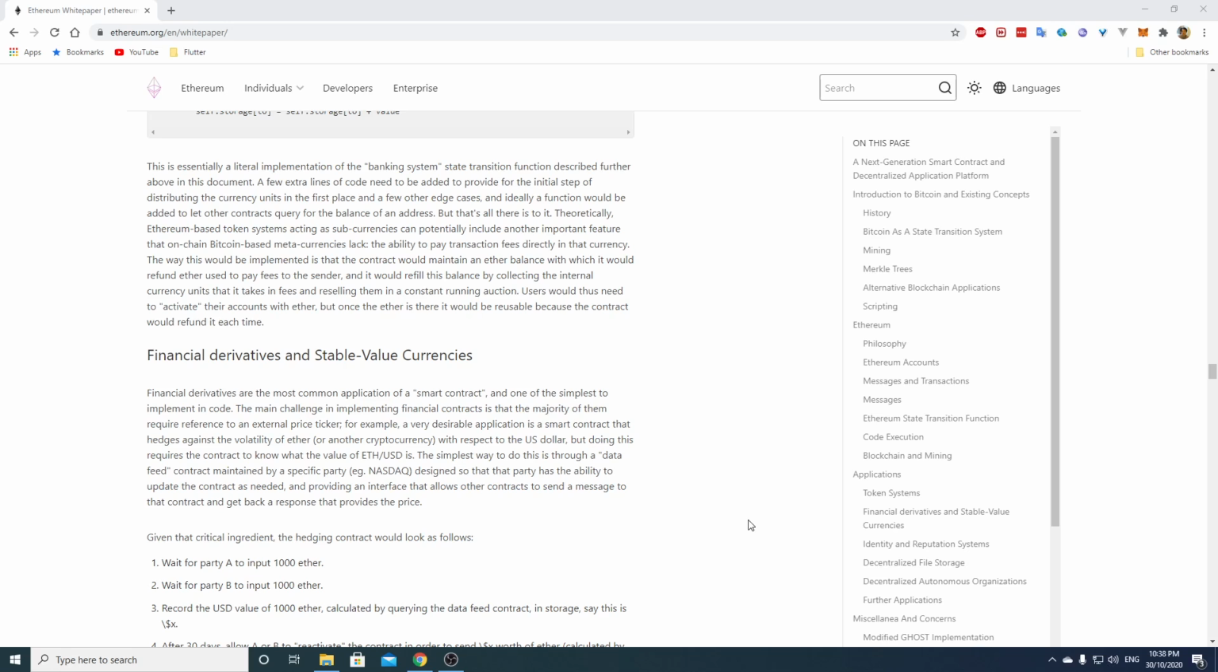The simplest way to do this is through a data feed contract maintained by a specific party, for example the Nasdaq, designed so that that party has the ability to update the contract as needed, and providing an interface that allows other contracts to send a message to that contract and get back a response that provides the price. So that's the idea of an oracle.